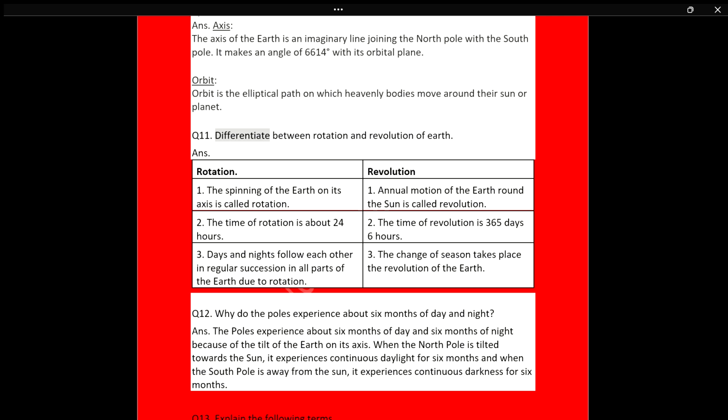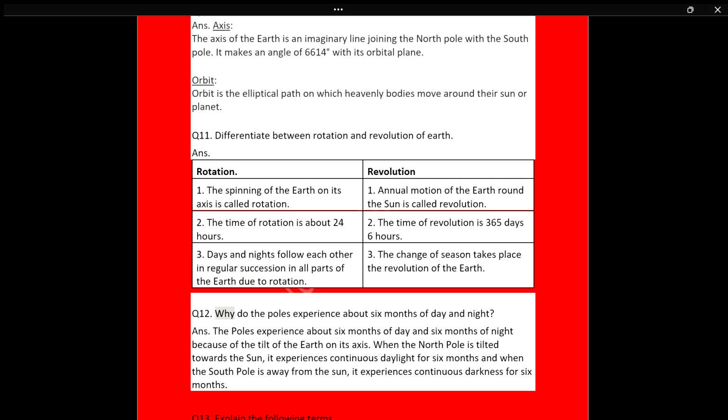Q11. Differentiate between rotation and revolution of Earth. Ans. Rotation: 1. The spinning of the Earth on its axis is called rotation. 2. The time of rotation is about 24 hours. 3. Days and nights follow each other in regular succession in all parts of the Earth due to rotation. Revolution: 1. Annual motion of the Earth around the sun is called revolution. 2. The time of revolution is 365 days 6 hours. 3. The change of season takes place due to the revolution of the Earth.